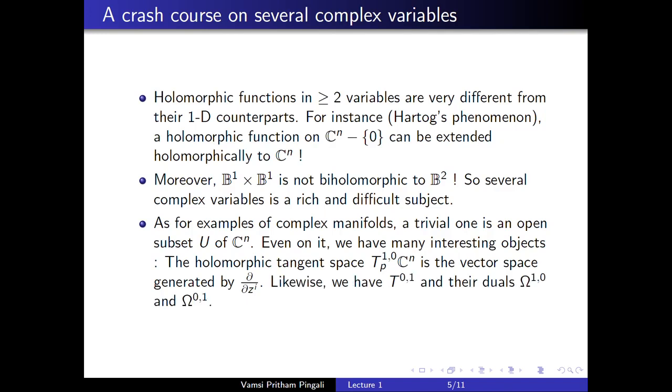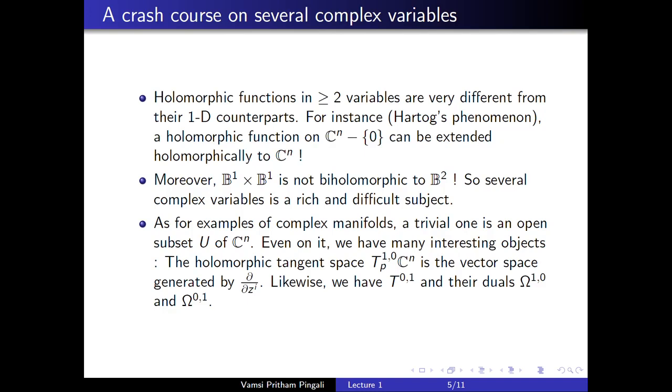Right. Likewise, we have T01. What is T01? It's a vector space generated by d/dz̄. And the dual of T10 is Ω10, meaning it consists of forms generated by dz, as opposed to d by dz. What is dz?